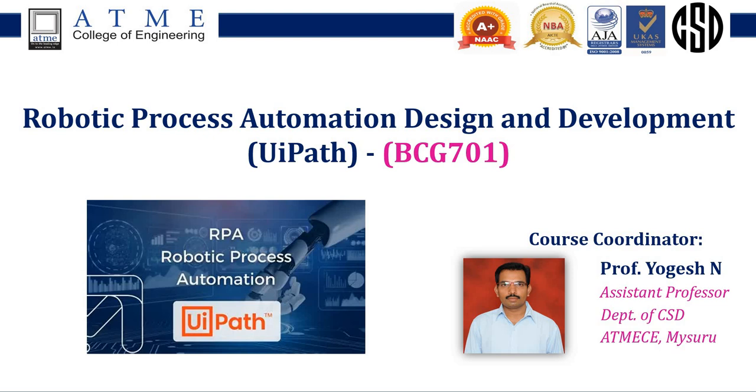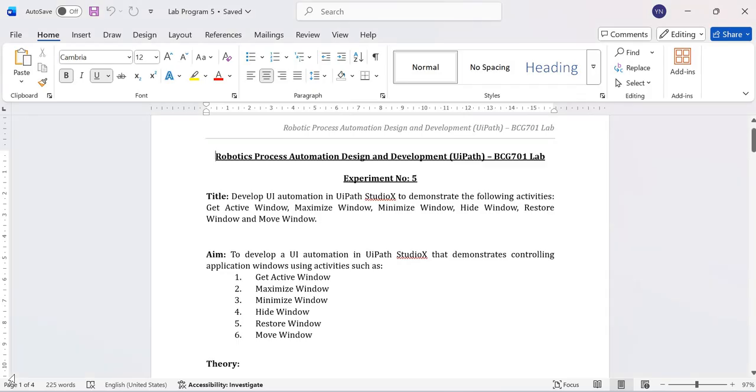Hello everybody, this is Professor Yogesh and today we'll be discussing the Robotic Process Automation Design and Development Lab, exercise number 5 using the UiPath tool. Experiment number 5, or lab exercise 5, is all about developing a UI automation using UiPath Studio X to demonstrate the window activators. There are around 5 window activators that we need to consider.